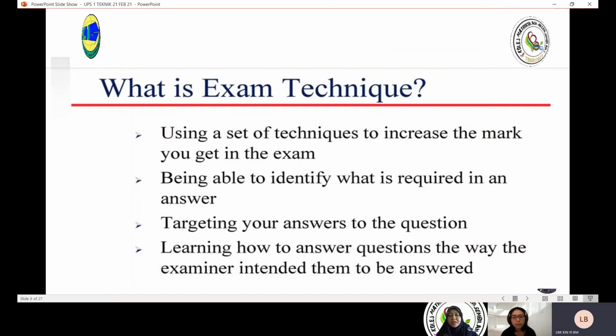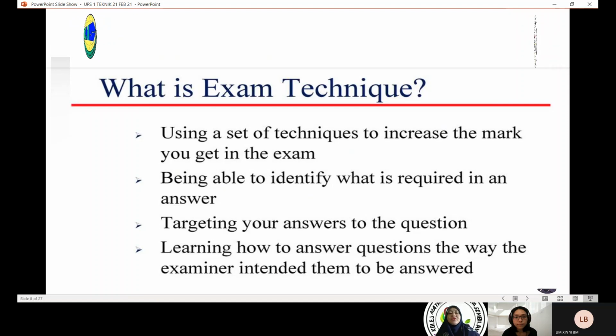Alright, okay. So Madam Lim, you want to say anything about this? Maybe Puan Norfaizah, you talk about this one. Okay, exam technique, actually you are more familiar with it. Okay, thank you, Madam Lim.